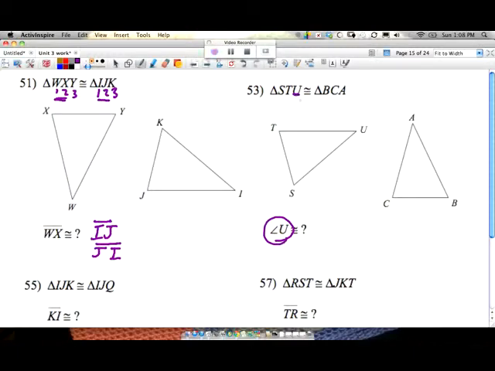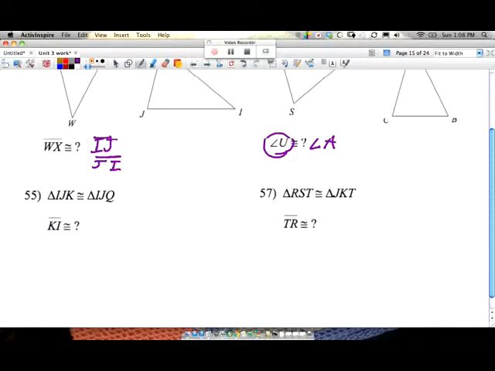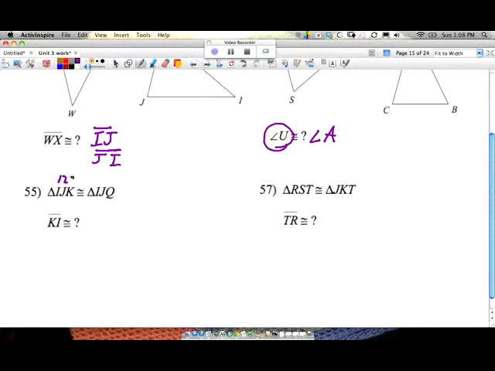Okay, angle U. Well, angle U is the third one here. So that's going to match the third one here, which would be angle A. It is that easy. Did I even look at the pictures? No, I didn't. In fact, in these next ones, we don't even have the picture. We just have to get it from the statement. So look at this. I have 1, 2, 3, 1, 2, 3, and it goes 3, then 1 for KI. So then I have to go 3, then 1 for the other one. That would be QI, and it's a line segment. Boom. Done.